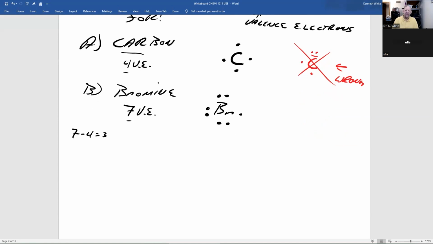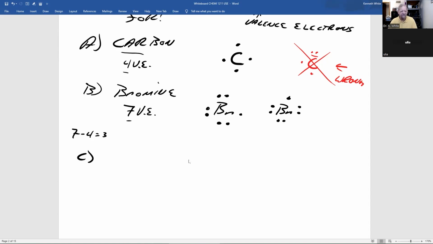Now, there are 3 other ways I could write it. And 3 sides have 2 dots, and 1 side has 1 dot. Another way of drawing it would be this. Again, 3 sides have 2 dots, 1 side has 1, 7 valence electrons.